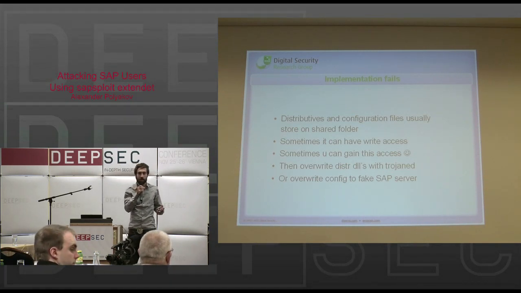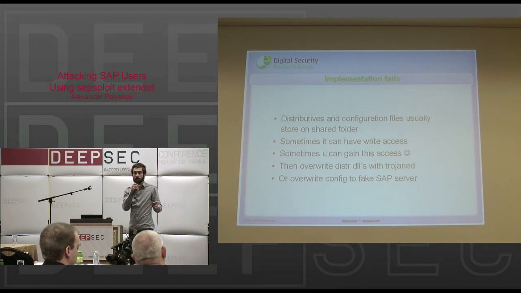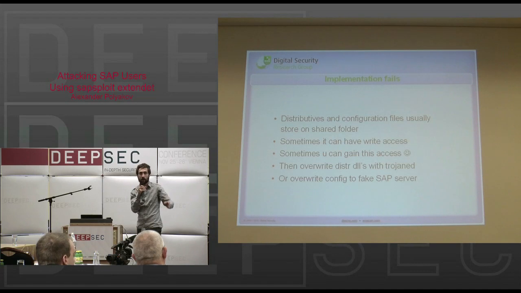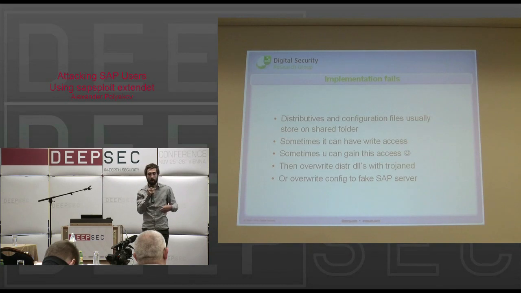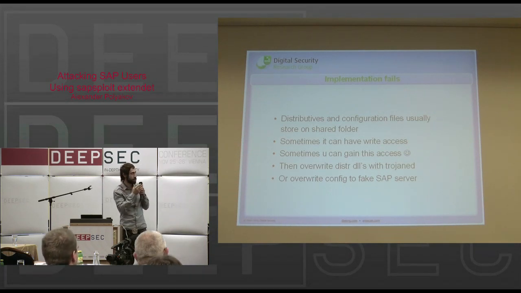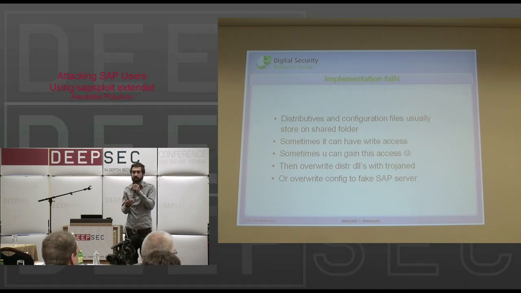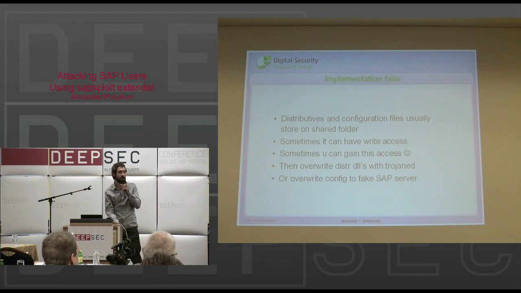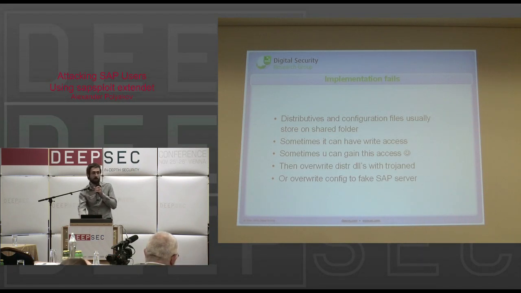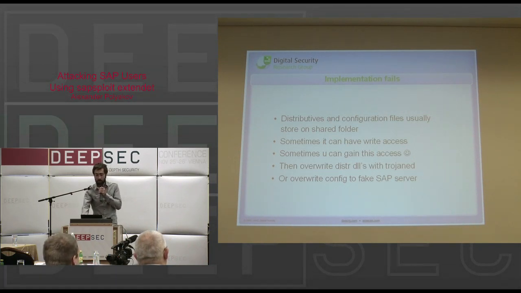So in some companies we see, for example, the SAP GUI distro stored in a shared folder. So users can have access to the SAP GUI distros and the config files and upload or download new versions, but an attacker can easily have access to this shared folder and override distributives or override the configuration files and, for example, change the IP addresses of the SAP servers to fake SAP servers. And we found some companies that have unsecure access to the shared folders with the distributives.